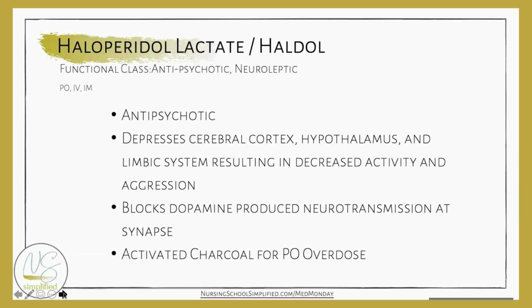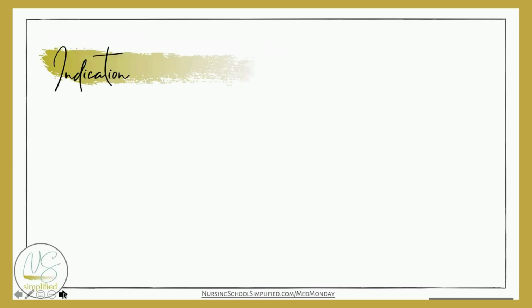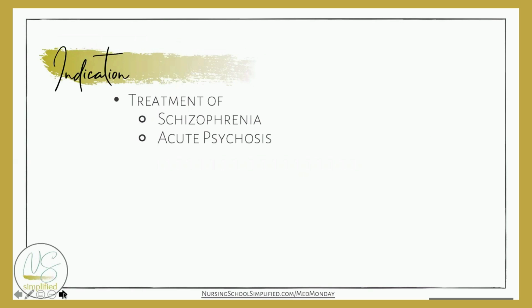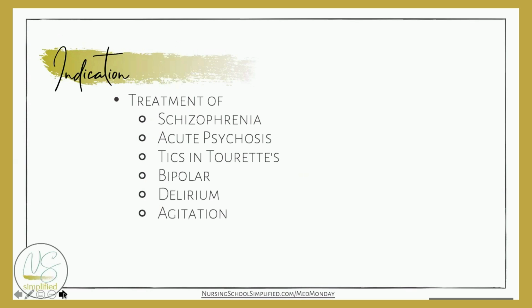And for overdoses, we want to give activated charcoal. This is for oral overdoses, and we want to be sure not to induce vomiting. Now, why do we give this medication? What is the indication? Well, it's for the treatment of schizophrenia, acute psychosis, tics and Tourette's, bipolar, delirium, agitation, hallucinations, and alcohol withdrawal.